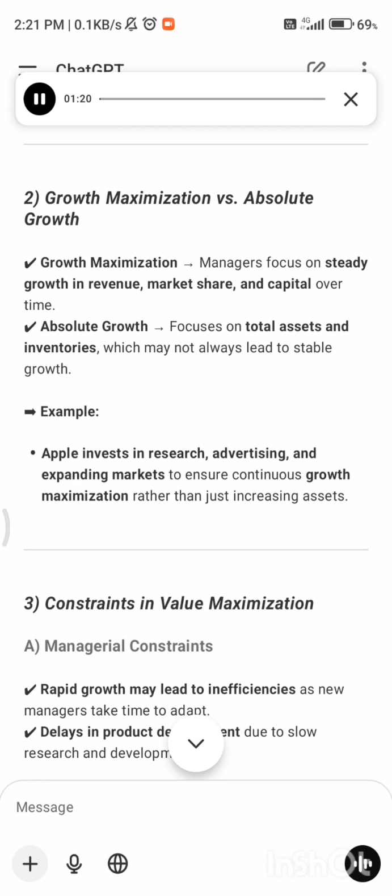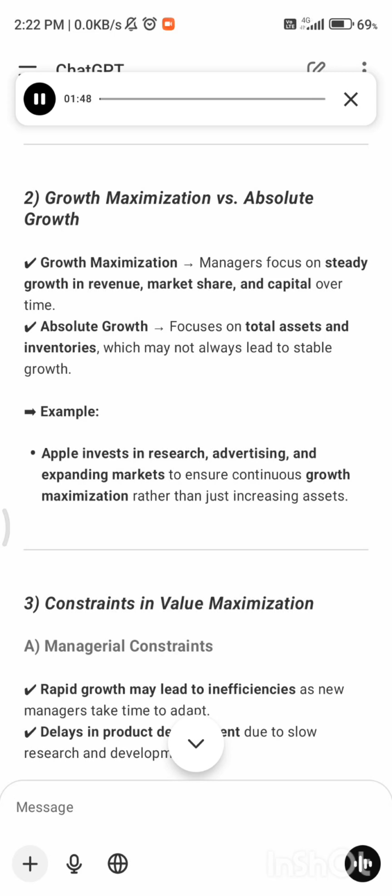2. Growth maximization versus absolute growth. Growth maximization: managers focus on steady growth in revenue, market share, and capital over time. Absolute growth focuses on total assets and inventories, which may not always lead to stable growth. Example: Apple invests in research, advertising, and expanding markets to ensure continuous growth maximization rather than just increasing assets.